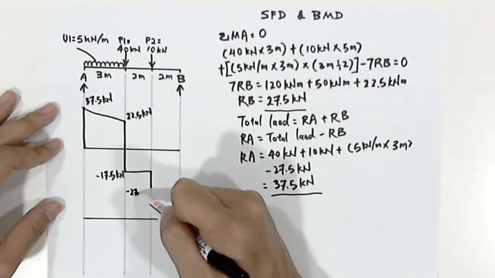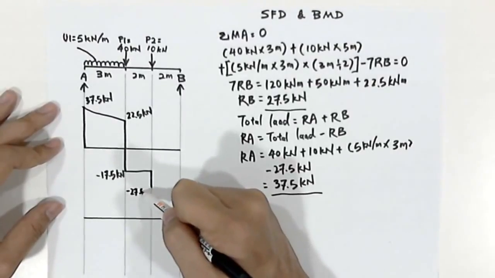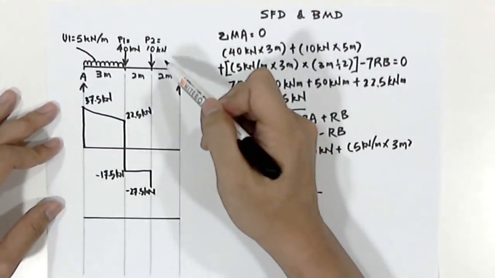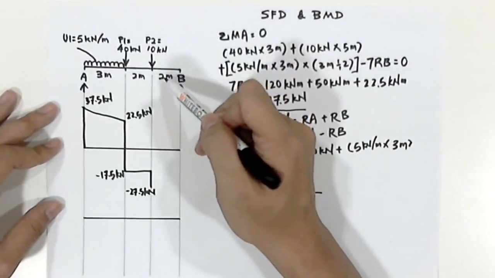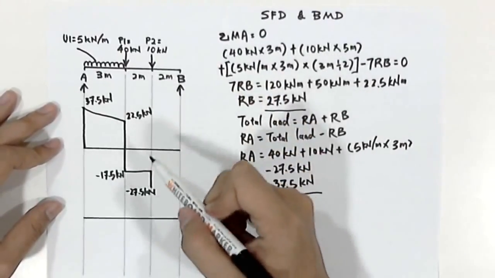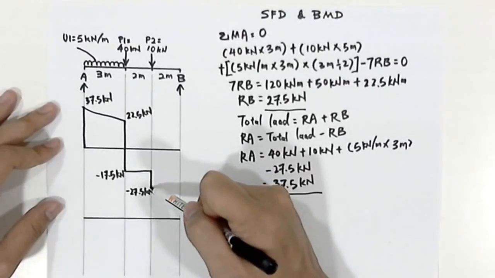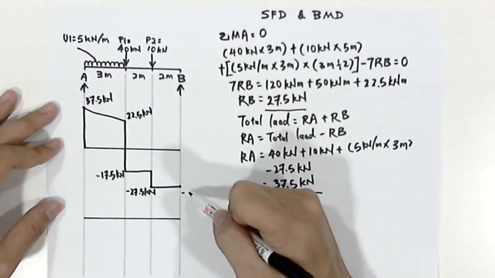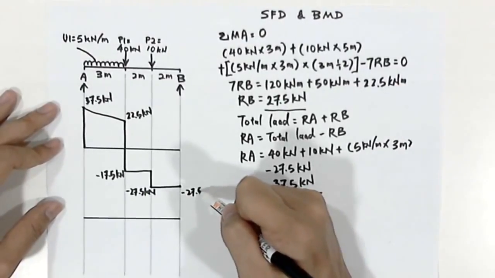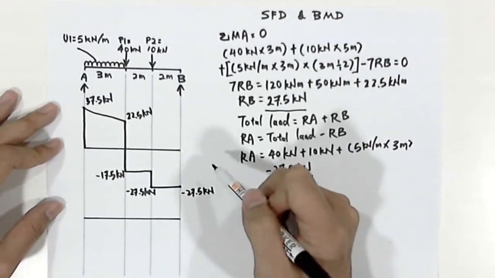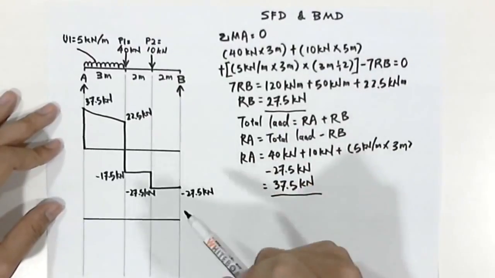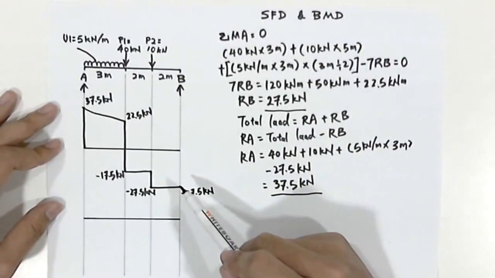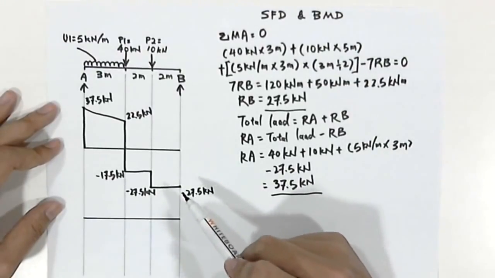So what we'll get here is negative 27.5 kilonewton. And again, there's no more loads acting on the last band. Therefore the shear force diagram stays the same, and it is still negative 27.5 kilonewton.